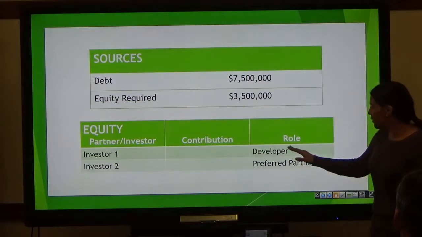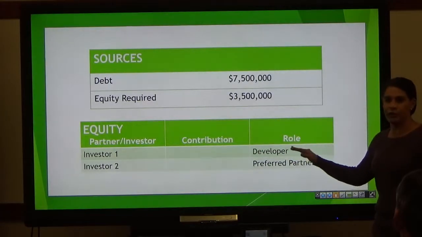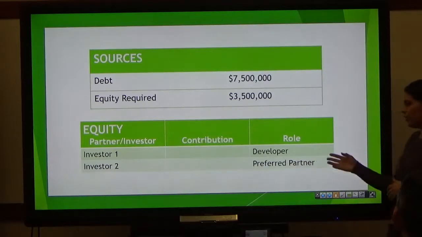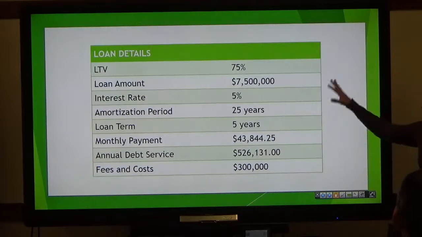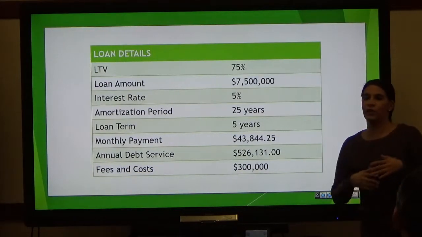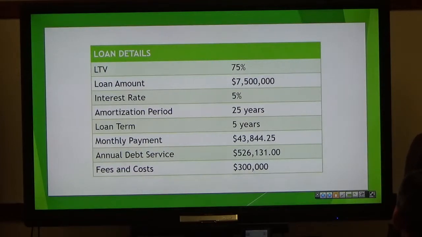Percentages or dollars, and what the role of each investor is going to be: partner, just the developer. Then we have the loan details. Then again, the important numbers, so that you can explain to your audience exactly what your discoveries were.